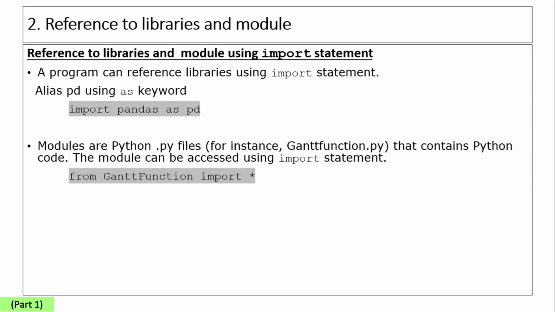A custom module is a Python file with a .py extension, for instance, Gantt_function.py, which contains functions to be referenced by the main program. The module can be accessed for any needed function using an import statement followed by a star: from Gantt_function import *.